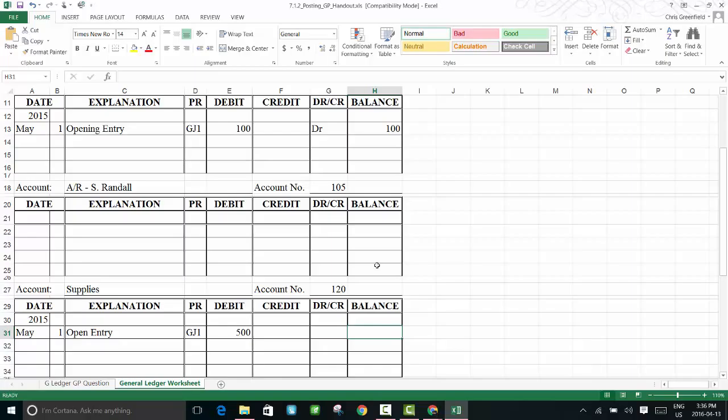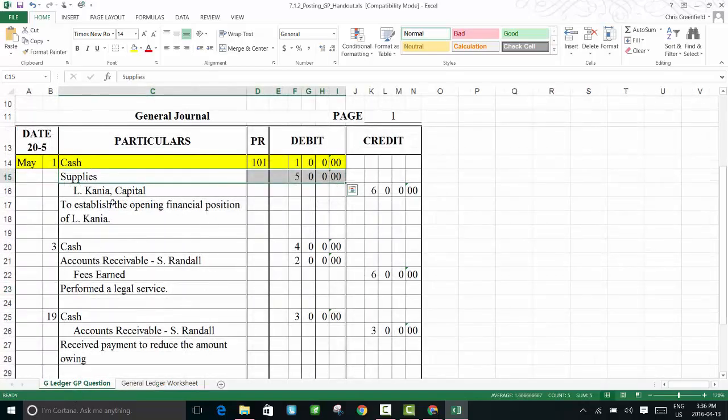I had no credit or no balance before, so now I have $500. 0 plus 500 is 500. But also, since I have 0 and now I've gone into the debit range, I now have a debit balance just like above. I'm not quite done yet. I have to take my account number, go back to my general ledger page, and I'm going to put that in my account there.